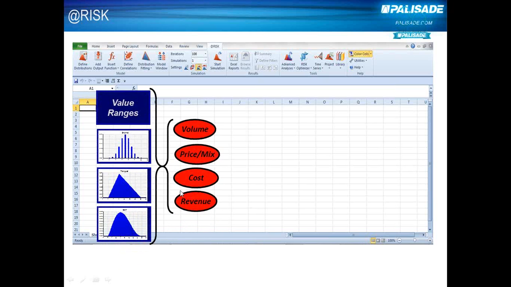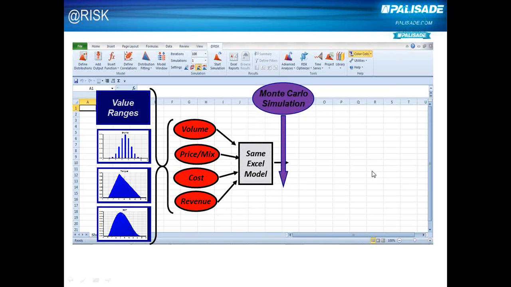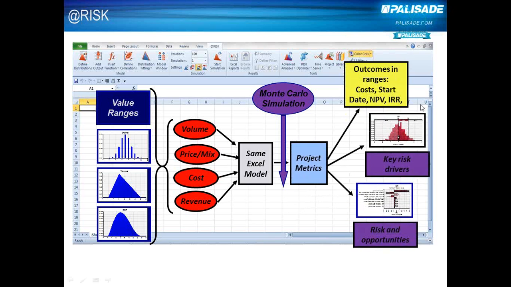We start off with the same inputs to our model, so volume, price, cost, and revenue for the example here, but instead we show these as probability distributions. These then feed into the same Excel model. We run a Monte Carlo simulation where @Risk takes thousands or tens of thousands of different scenarios from each of those inputs, and then finally at the end of it our project metrics are displayed in ranges, so we can see what the distribution of outcomes are, and also things like key risk drivers, tornado diagrams, and so on.